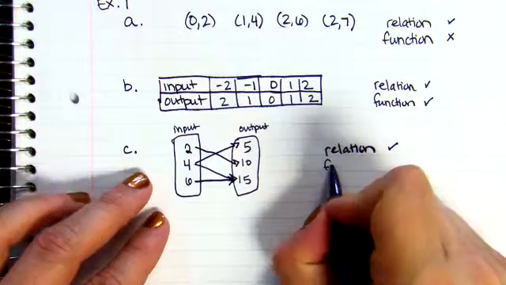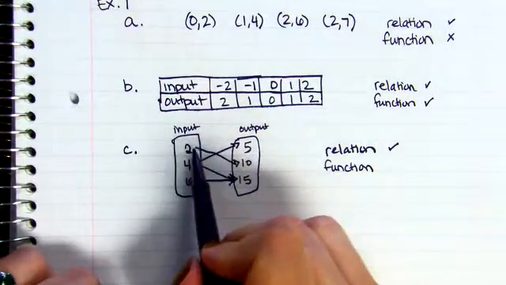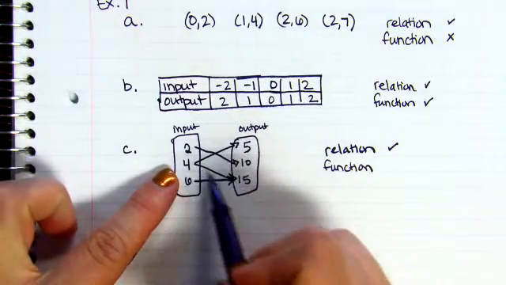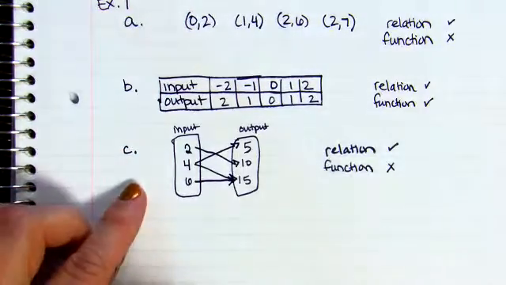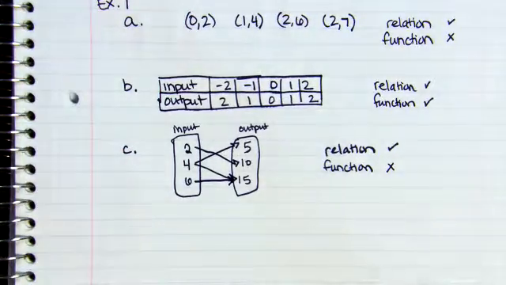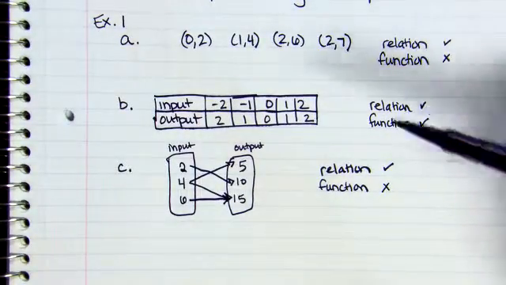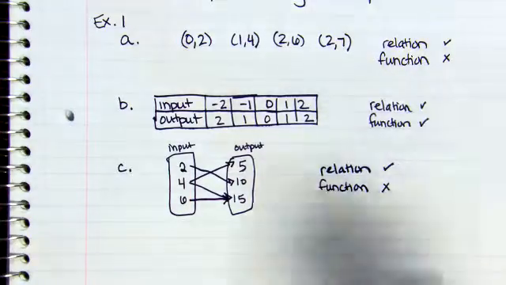What I need to look for next, though, is does each input go to only one output? Well, 2 goes to 10 only, but 4 goes to 5 and 15. So this is not a function. So it's pretty easy to decide if you have a relation or not. All of these were relations because they all had pairs of inputs and outputs.